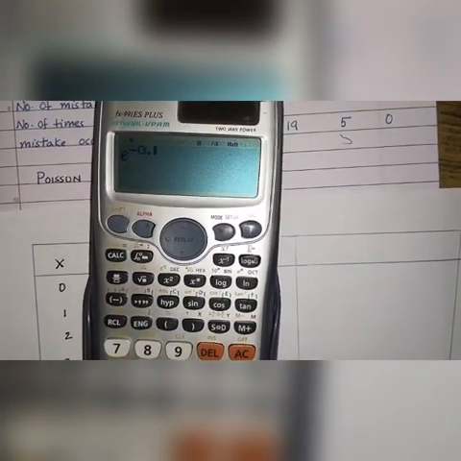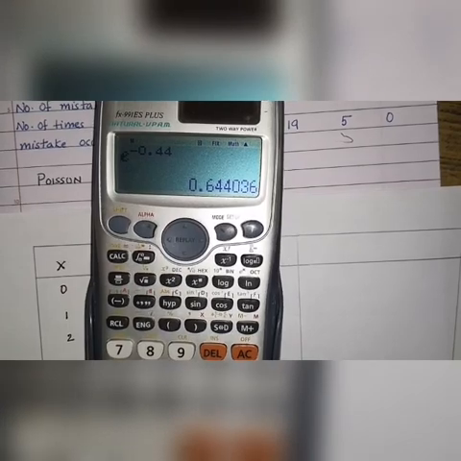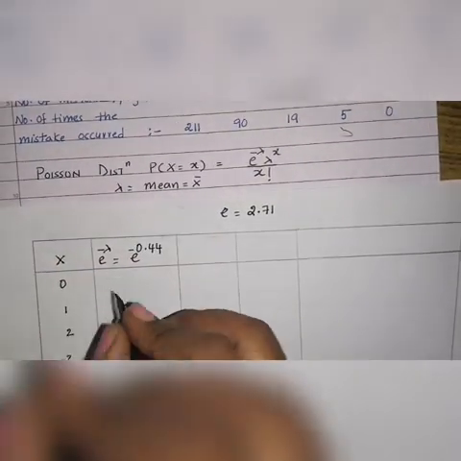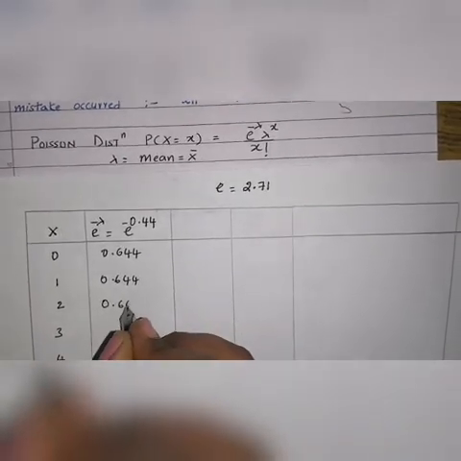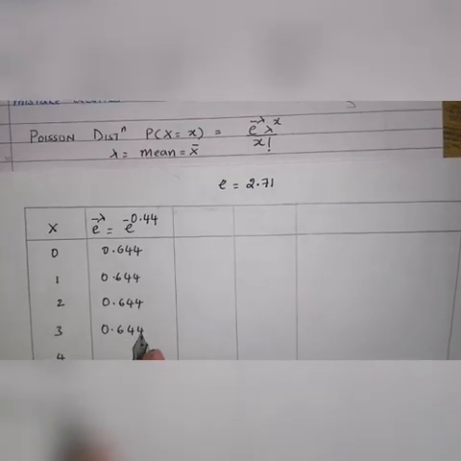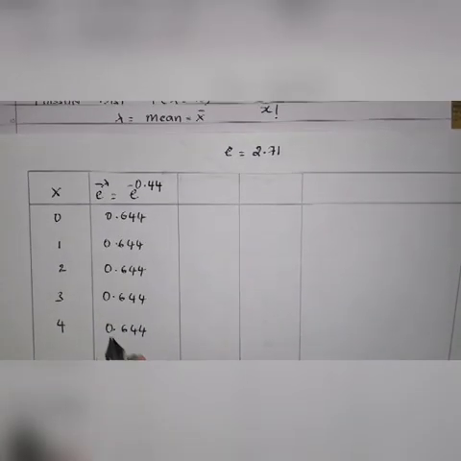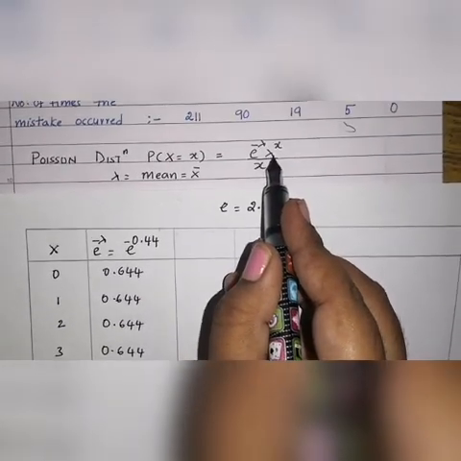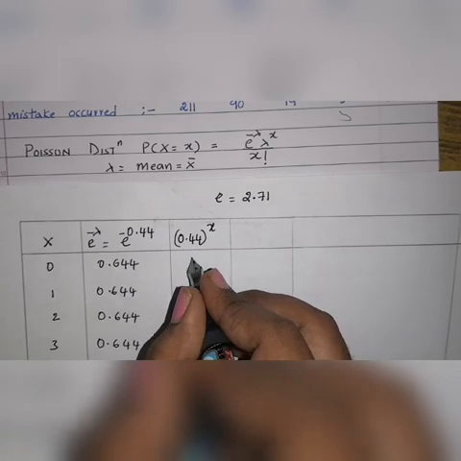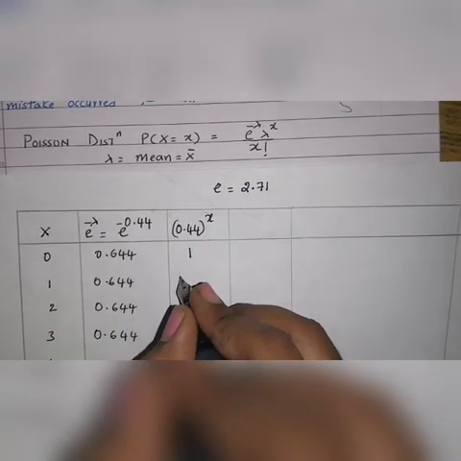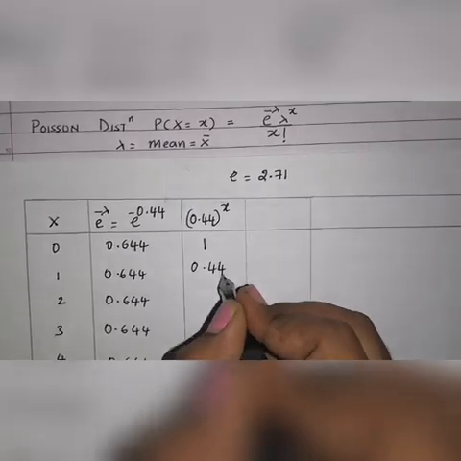So this is e power minus 0.44, which is 0.644. So I am taking this value 0.644. I am writing it for each and every value so that it will be easy for us during calculation. Okay, now this part is done. Now lambda power x, lambda is 0.44 to the power x. So 0.44 power 0 is 1, anything to the power 0 is 1. Then 0.44 to the power 1 is 0.44.